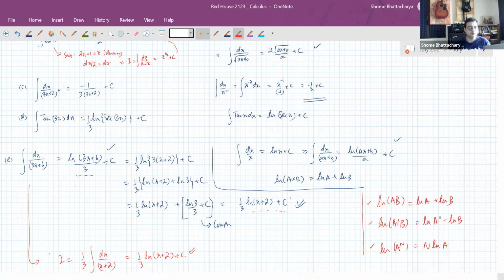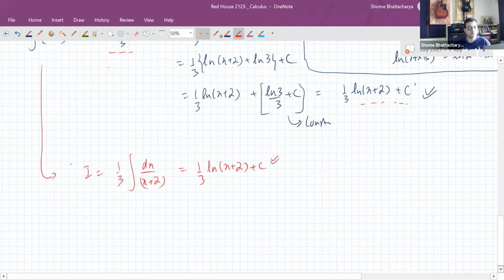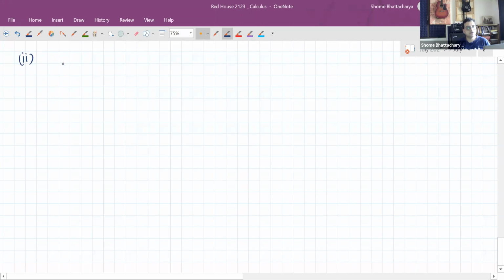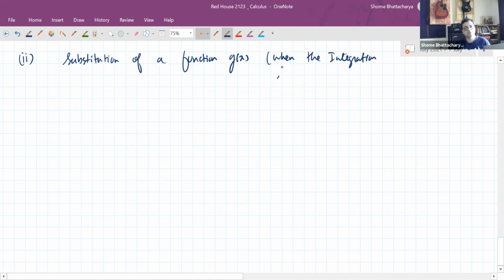Now from this we move on to the next type of substitution. Our next type of substitution is substitution of a function g(x) when the integration term contains g prime x. Let me explain this to you. Basically, if our integration is of this type, that it is integration of a composite function f of g(x) multiplied by another term which is the derivative, g prime x.